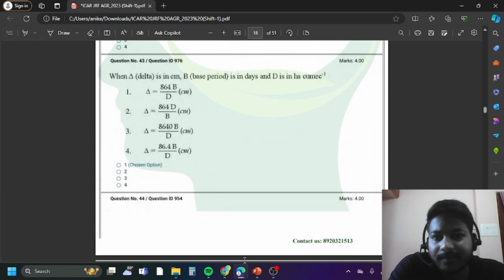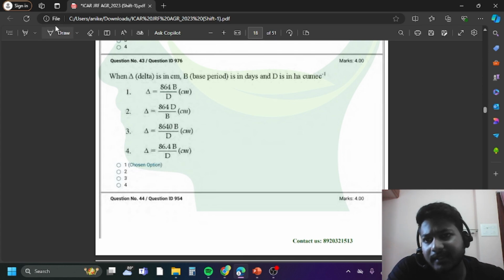Next one question from irrigation agronomy: when delta is in cm, B is in days, and D is in hectare-meter, which relation is correct? They are asking in cm basically. So delta is equal to 864 B by D centimeter.